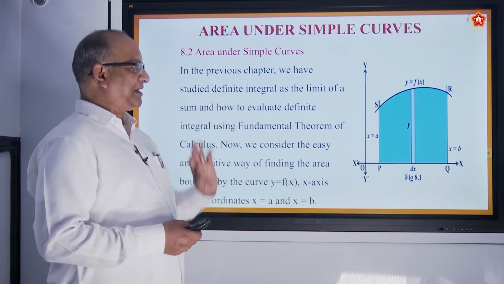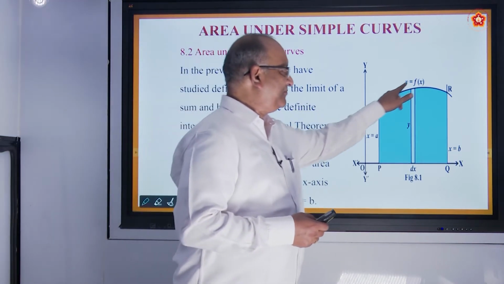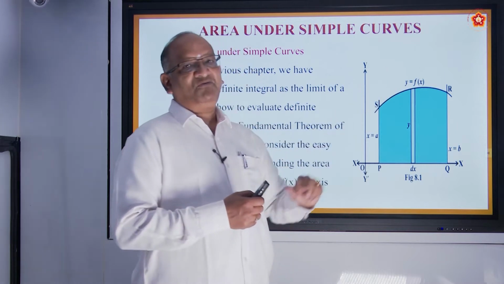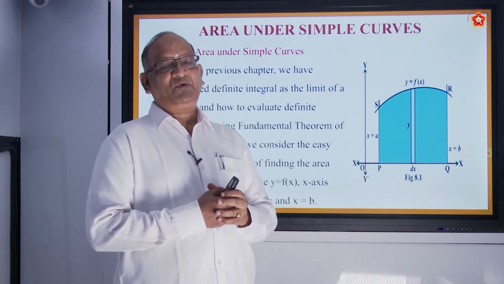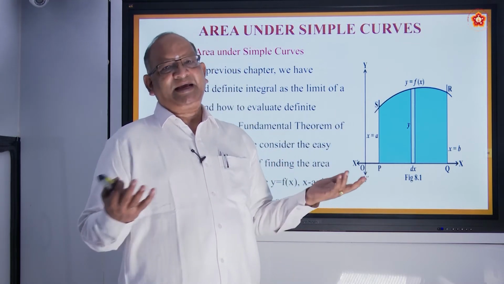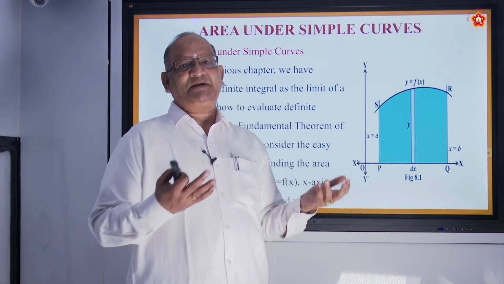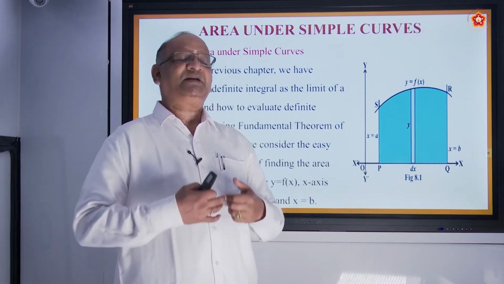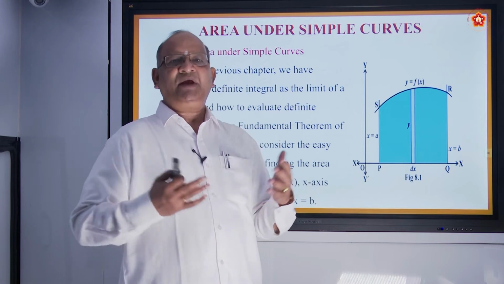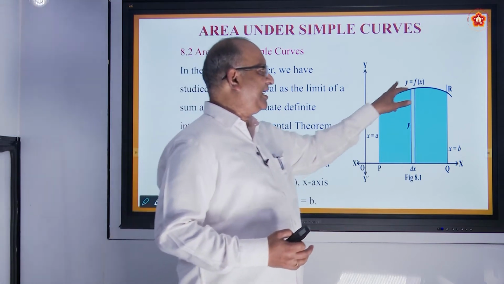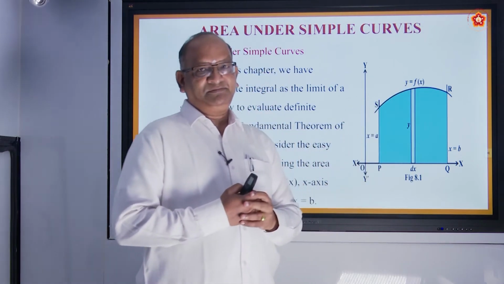Area under a simple curve. Here we have a curve which is y equal to f(x). Y equal to f(x) is some function. It can be a sine function, cosine function, algebraic function, or logarithmic function. The function can be anything. We have drawn the graph. Let us say this is the graph of that particular function.